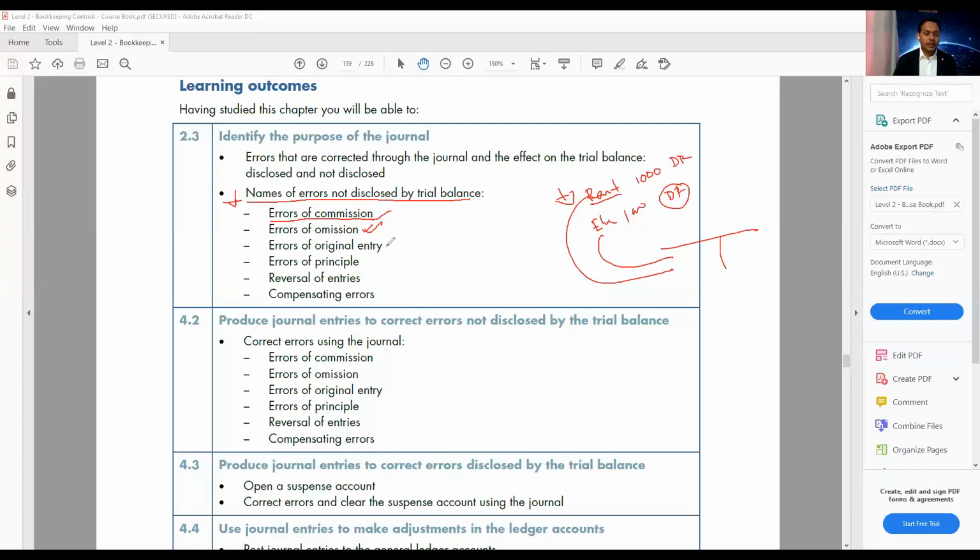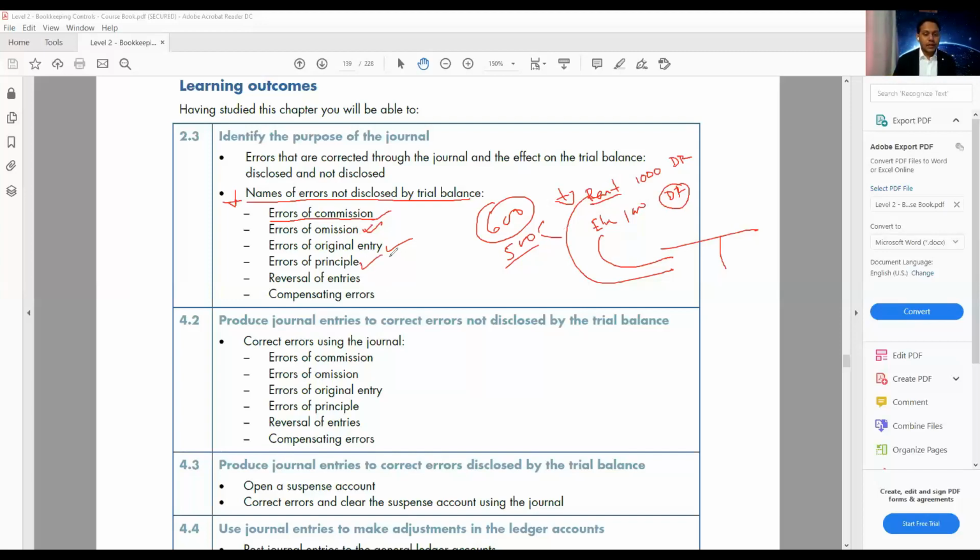Error of original entry: you might make a mistake on the original entry. For example, if the entry is 600 but you write 500, the system won't know how much the electricity bill was. Let's say the bill was 600 but you said 500, so the system will only take 500, and on both sides, debit and credit, you write 500. So basically, whatever you write, the system will think this is the right one.